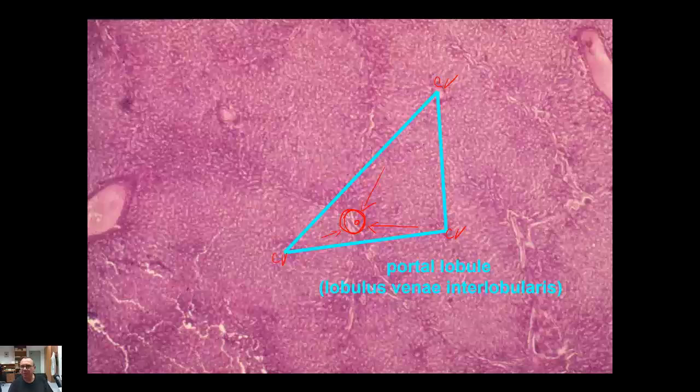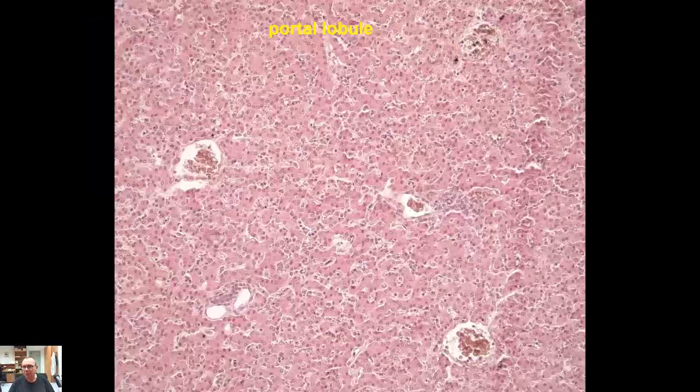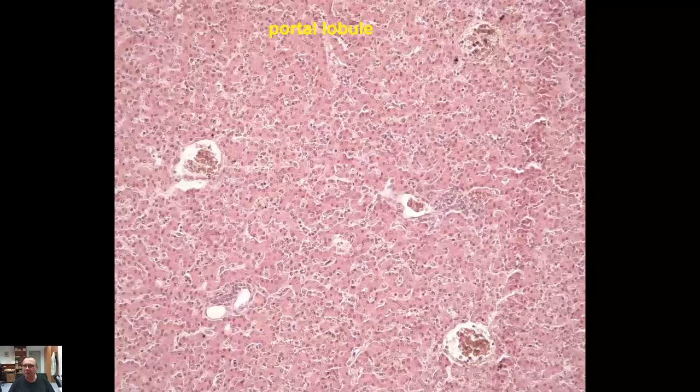That's why the portal lobule is also called lobulus venae interlobularis, because it is supplied by one interlobular vein, but also artery and bile duct. So the morphological unit more important from the functional point of view. Let's try to delineate one portal lobule here.